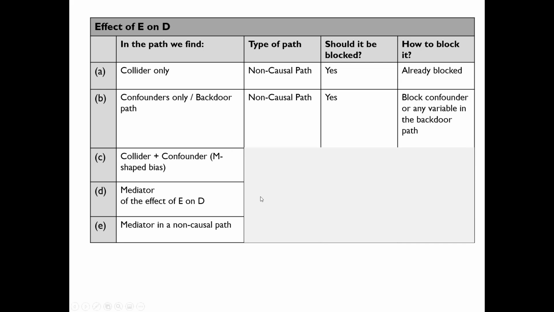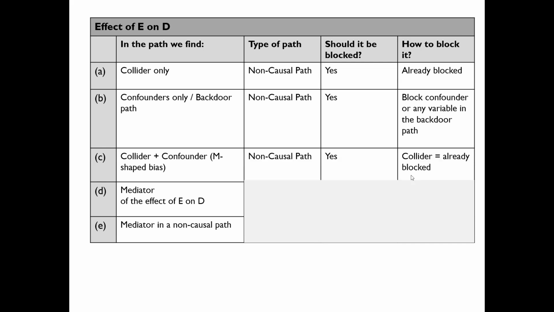Perfect. The third case was when I was talking about the M-shaped bias. If you have a path with both a collider and a confounder, so it is a backdoor path with a collider in it, is it a non-causal or causal path? Non-causal, perfect. Should it be blocked, and how can we block it? It should be blocked, but it's automatically blocked because there's a collider.